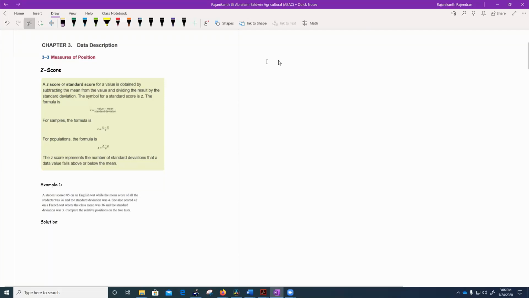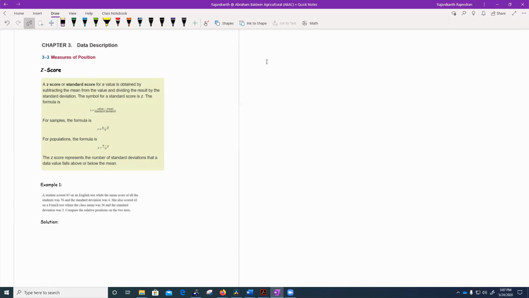Okay, so let's look at section 3.3. This is about finding the measures of position of the data set. Remember, in the previous sections, we saw how to find the measures of central tendency, right? So mean, median, mode. Those measures give you some idea about the central position of our data set. Now here, we are going to look at the measures of some other positions.